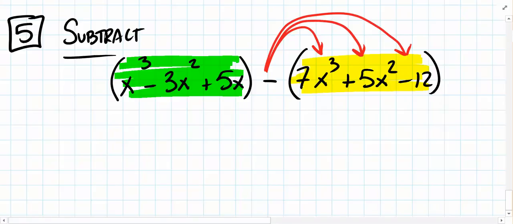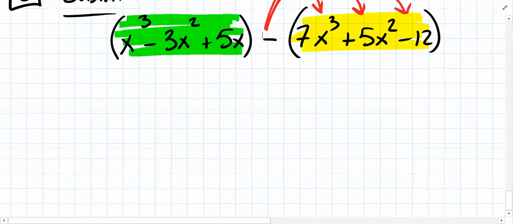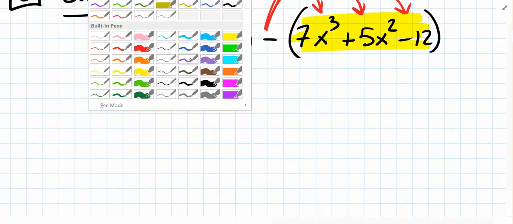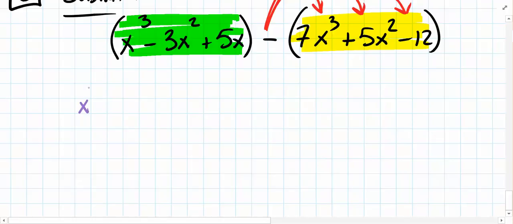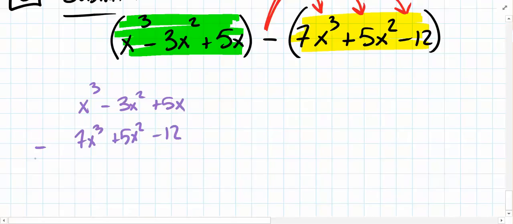I'd have x cubed, minus 3x squared, and a positive 5x on the top. Then I would subtract from that 7x cubed plus 5x squared minus 12. Well, hold on a second. Okay, then go like this, and then work vertically down.